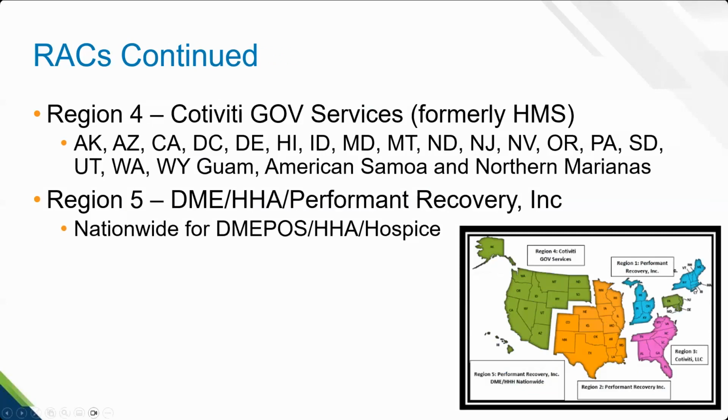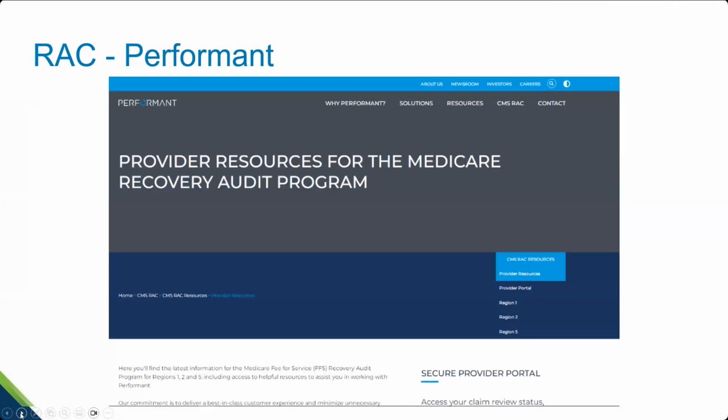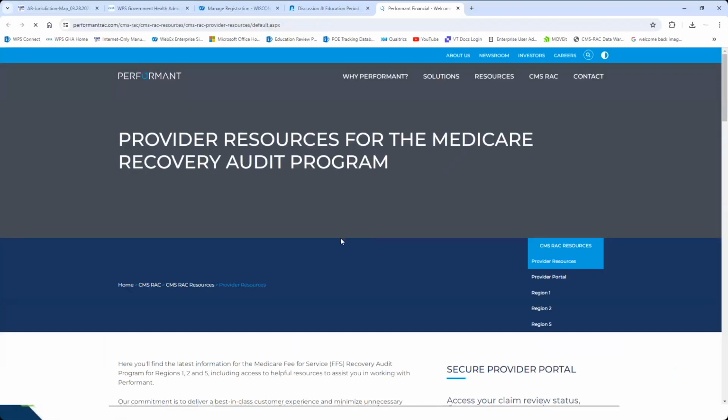So let's take a look at the RACs. Remember I said both J5 and J8 are under Performant. However, some of our J5 national may fall under Performant as well. And any of you may fall under Performant for DME and home health and hospice. So we're going to look at Performant first. Again, I have this slide hyperlinked for you. Here we go.